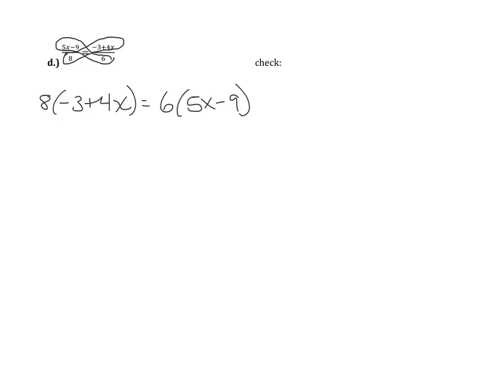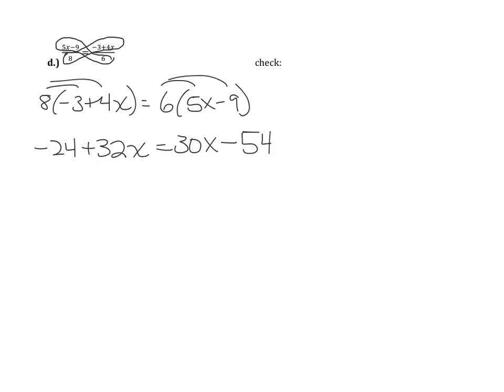All right, so I'm going to distribute the 8 now, and when I distribute the 8, I get -24 plus 32x equals, distribute the 6 on the other side, 30x minus 6 times 9 is 54. All right, remember to collect first. Remember, get your variables to one side of the equal sign first. So I'm going to subtract 30x first.